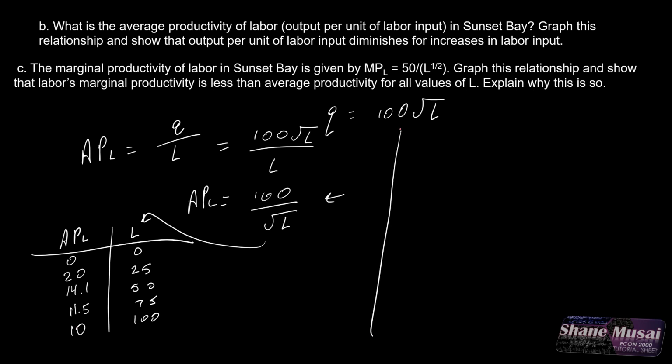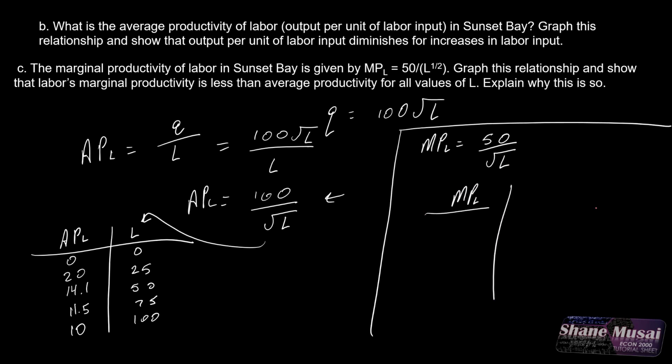Now let's consider part C, which talked about the MPL. The MPL, as calculated first, is equal to 50 divided by the square root of L. All you need to do, again, is the same thing. You think of some values for L, so we'll use the same values, you substitute these values into this equation, and you calculate the corresponding values for the MPL. And you should get 0, 10, 7, 5.8, and 5.